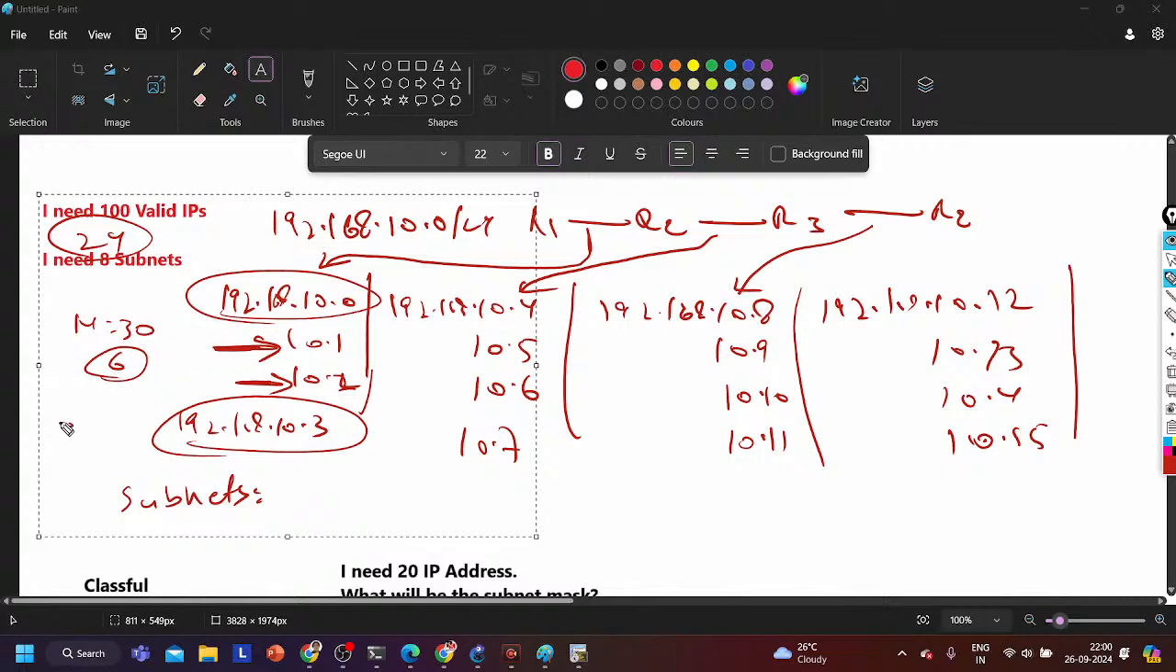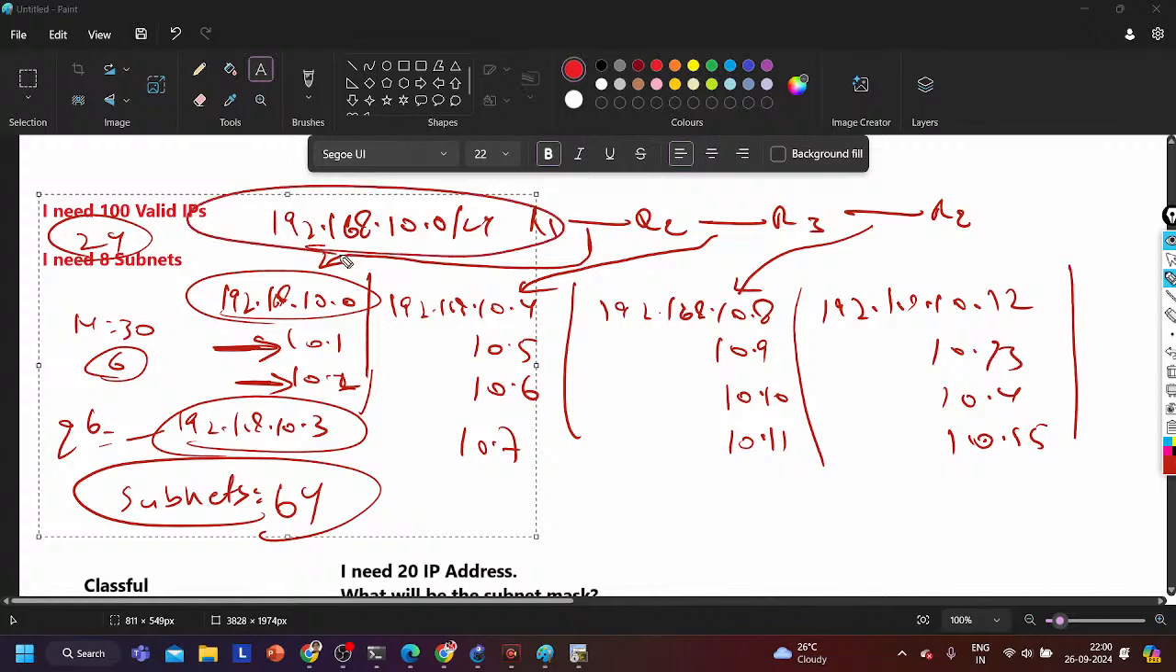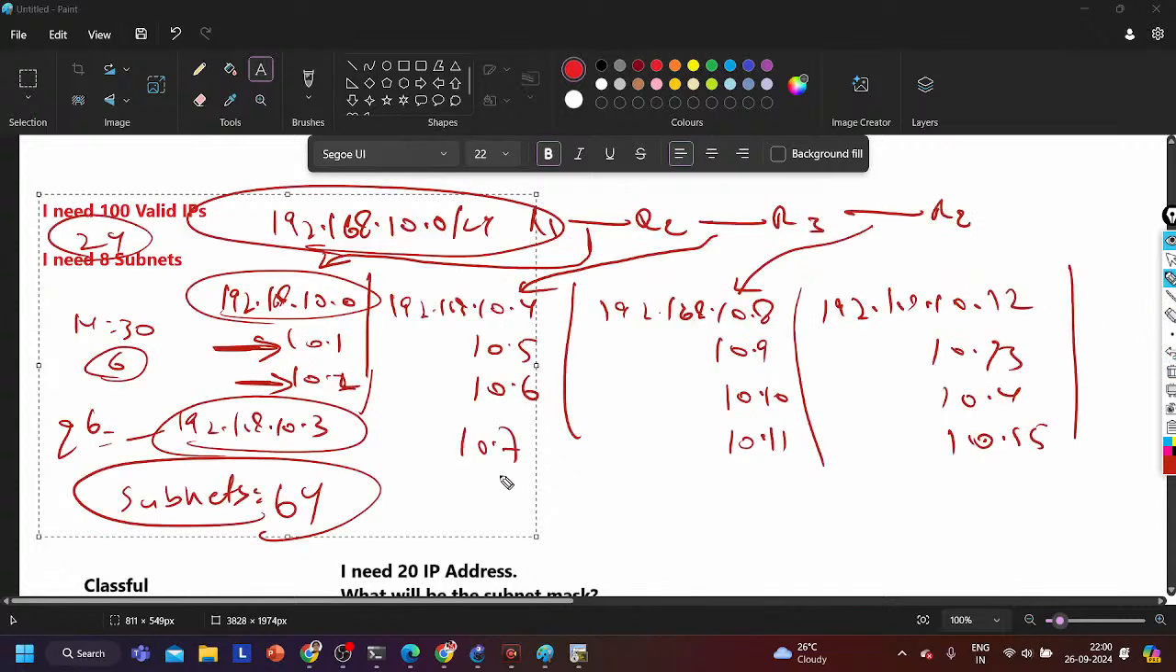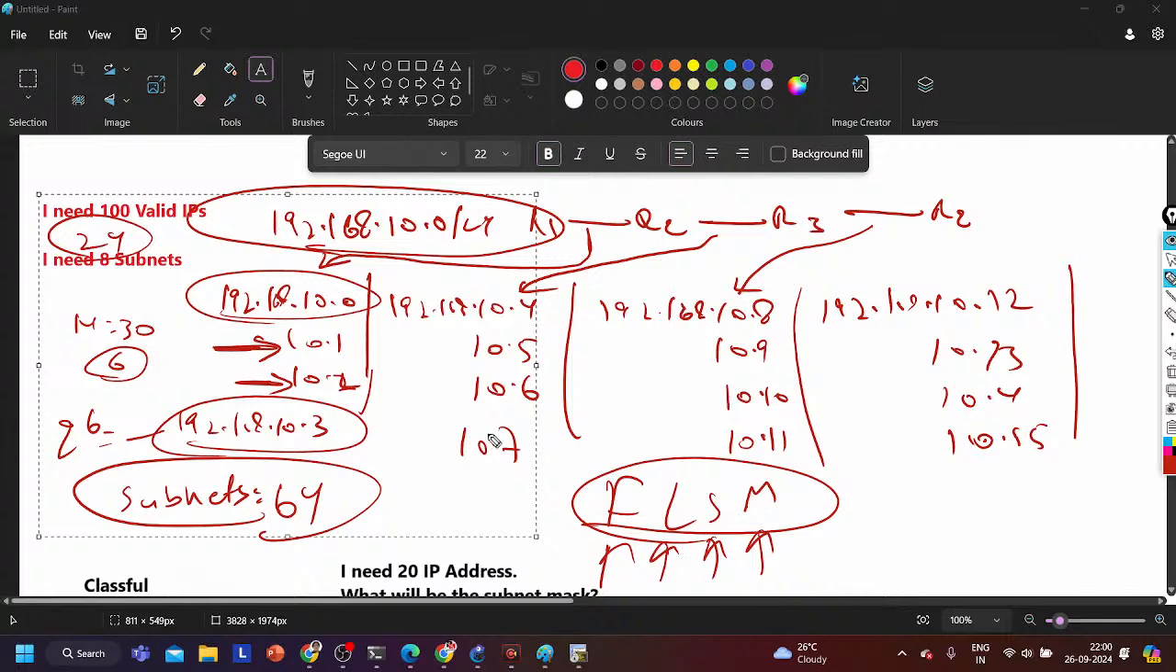Means how many networks are there? 2 to the power 6 subnets. Total number of subnets, 2 to the power 6 is 64. That means 64 subnets are there. I can use these subnets between 64 routers. Right? So I have divided this network into 64 parts. And the size of all networks is, guys, equal. Right? So this is what FLSM, fixed length subnet masking, means: the length of each subnet is fixed, the same.